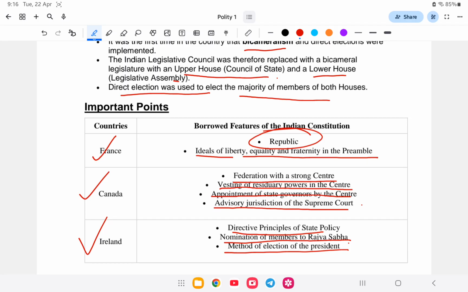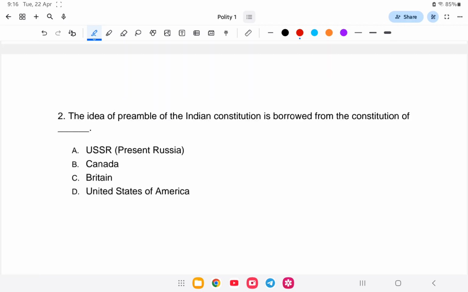Next question. The idea of the preamble of the Indian Constitution was borrowed from the Constitution of which country? Russia, Canada, Britain, or United States of America? So what is the answer? The answer is option D, that is USA. Let us study in detail about this.